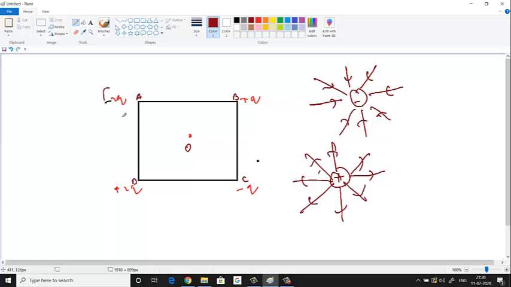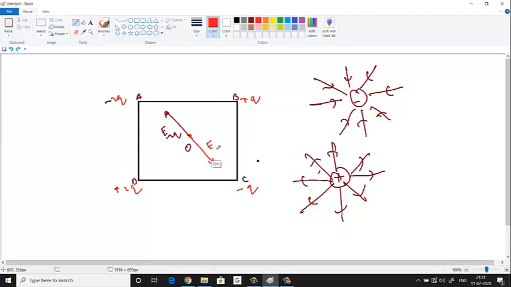So due to minus 2q, the electric field is going to be like this. Let us call it EA, E due to A. A means the charge at A, minus 2q. You should be able to understand. What about for minus q? It is going to be in this direction, towards it. For a negative charge, electric field lines are always going to be towards it.